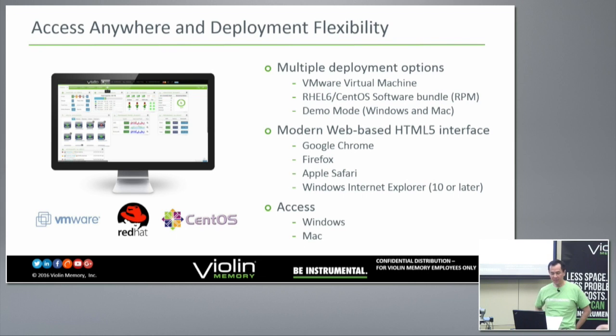Symphony is a web-based application, so on the back end, we run on Tomcat. We're deployed in a Linux environment. We provide a VM, a virtual machine, for ease of deployment. If you already have a Linux server, we can provide you with an RPM that allows you to install it on an existing Linux box.